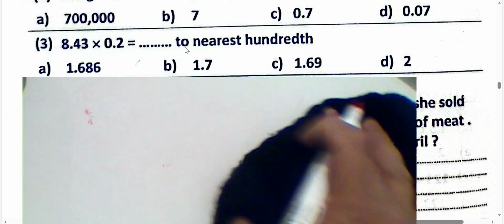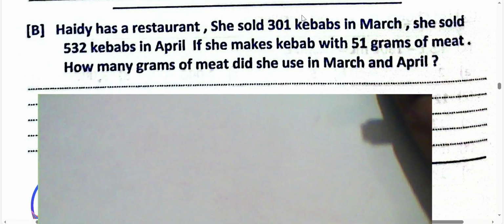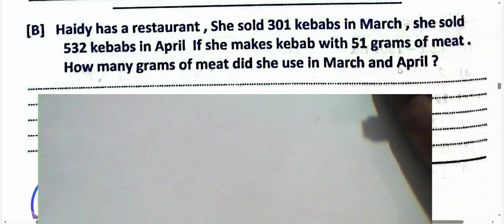Next question. Heidi has a restaurant. She sold 301 kebabs in March. She sold 532 kebabs in April. She makes a kebab with 51 grams of meat. How many grams of meat did she use in March and April? Okay, we can add together and multiply by 51.